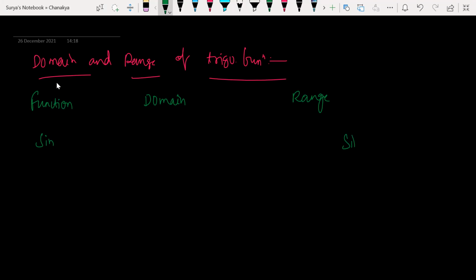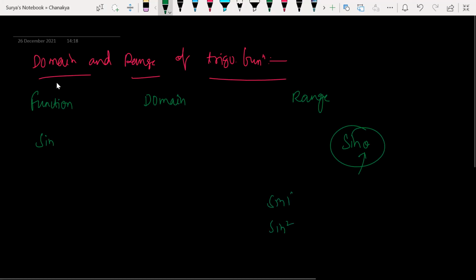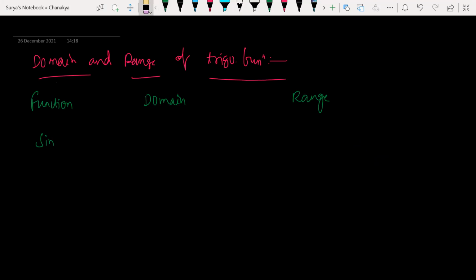So first, what is the domain of the sine function? Look at it. Suppose you have sine theta. In place of theta, whatever you substitute, it gives you an answer. Sine 1 degree, sine 2 degree, sine 3 degree, sine 4 degree, sine 5 degree, sine 30, sine 45, sine 60, sine 90. Everything we know, isn't it? So what is the domain of the sine function? R. It is applicable for all real numbers. We have seen this in the functions lesson as well. What is the range of this? -1 to 1, closed bracket.